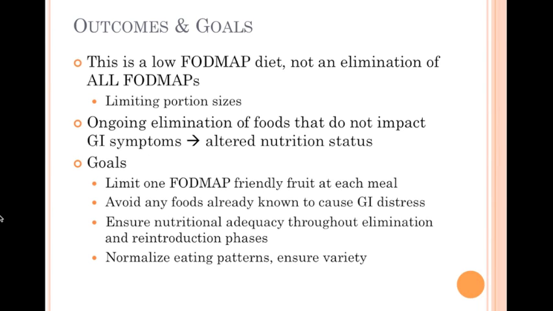A low FODMAP diet is not a complete elimination of all FODMAPs. It involves limiting portion sizes and reducing the amount of foods that are considered high in FODMAPs. Ongoing elimination of foods that do not impact GI symptoms will result in altered nutritional status. The goals of a low FODMAP diet include limiting one FODMAP-friendly fruit at each meal, avoiding any foods that are already known to cause GI distress, ensuring nutritional adequacy throughout all phases of the diet, and normalizing eating patterns and ensuring that there's variety in the diet.